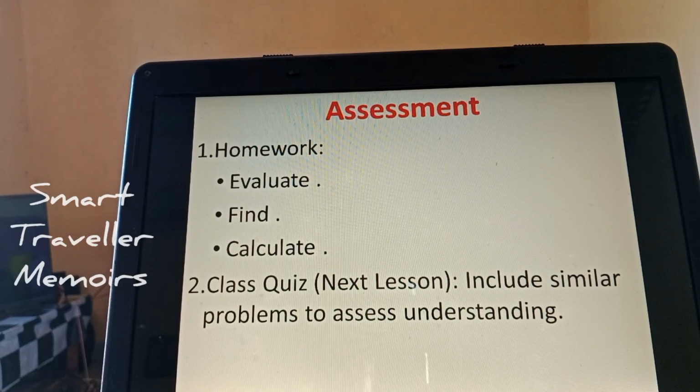And finally, in the lesson plan, the teacher is having the homework, evaluate, find, calculate, and then class quiz next lesson, which includes similar problems to assess the understanding. So now, let's look at the teacher's notes. That is the plan for the teacher. Let's look at the teacher's notes.